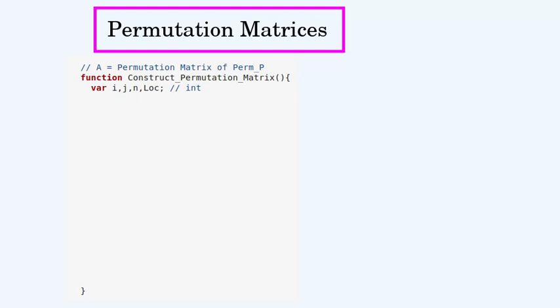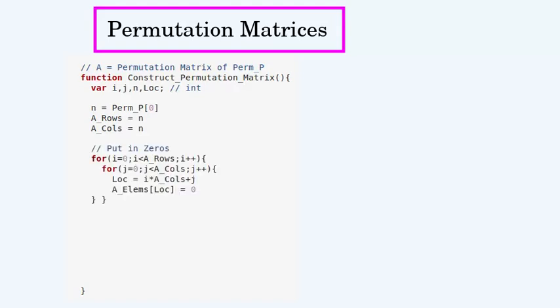Now to make a function that constructs a permutation matrix from a permutation variable called permp. We'll declare this function with all of its internal variables here. We'll make the size of the matrix equal to the size of the permutation. We'll fill the matrix with zeros to begin with. Then we'll make a loop to go through every row so as to insert a 1 at the right position in each row.